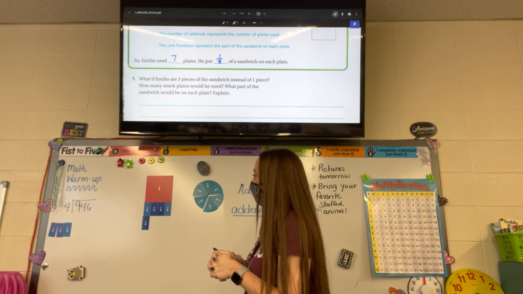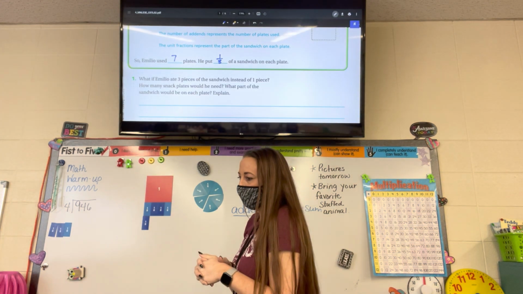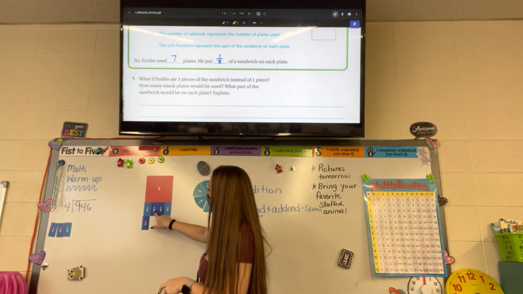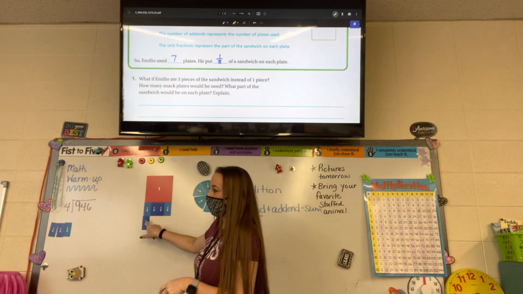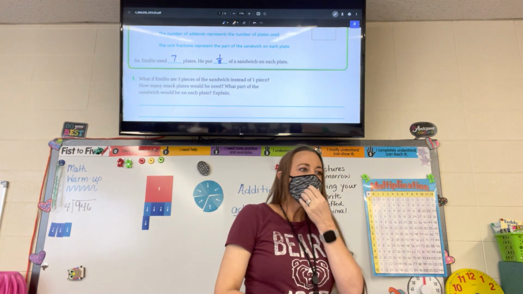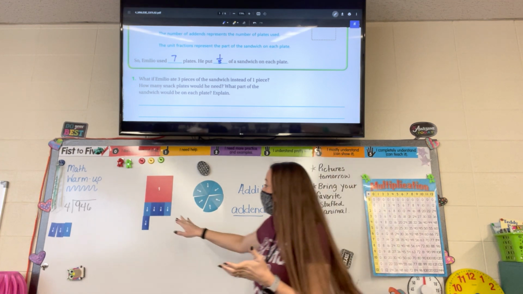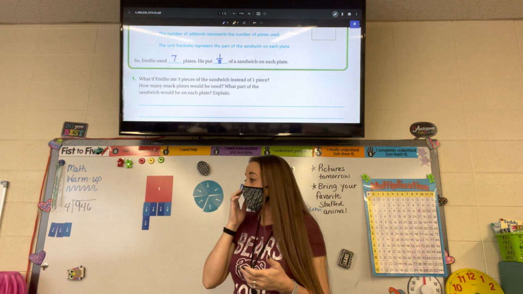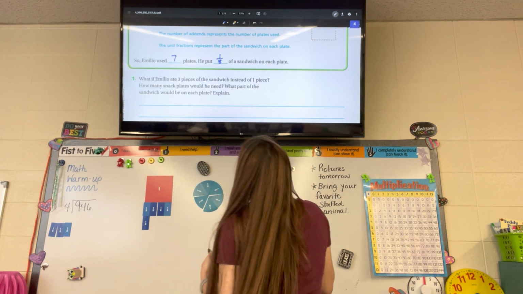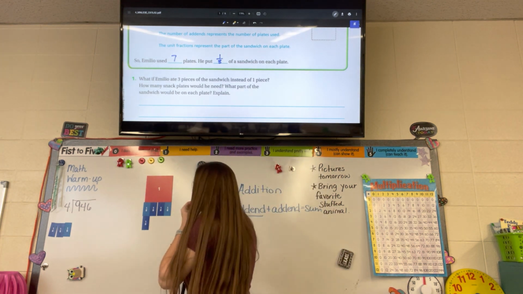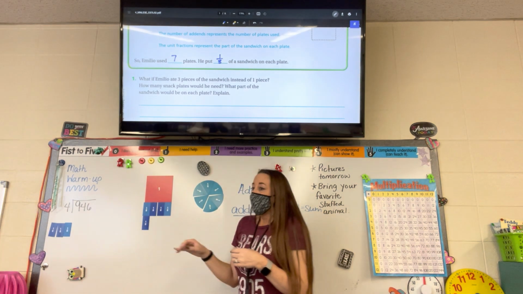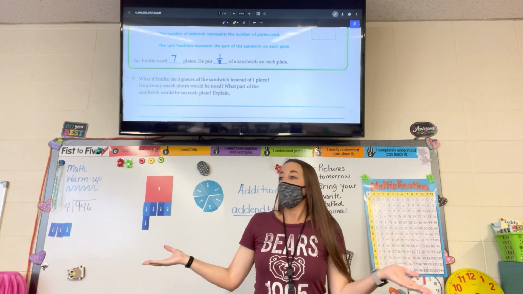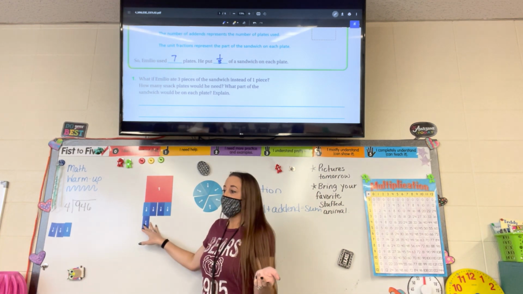Landon, how many plates would he need? 5. 1, 2, 3, 4, 5. Remember, we need a plate for each piece. And if he ate 3, he would have 5 pieces left, right? So he would need 5 plates. What fraction would be on each of those 5 plates? 1/8. Remember, we didn't change the size of it.